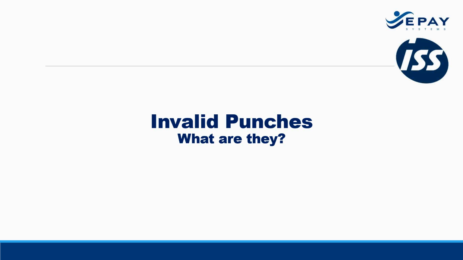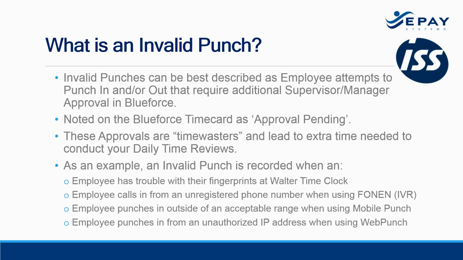So, going through this, those are some of the different settings on the job level, and they spill over into the invalid punch discussion, because now, what are invalid punches? What's causing these invalid punches? Just to rehash, invalid punches are best described as employee attempts to punch in or out that require additional supervisor or manager approval in Blueforce.